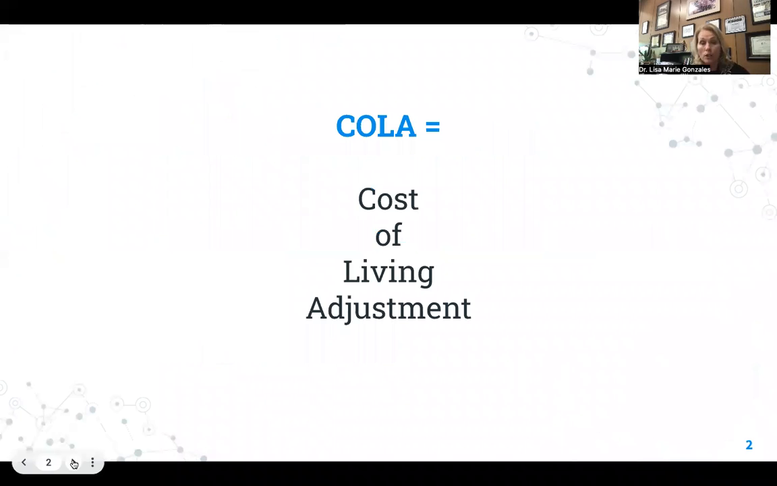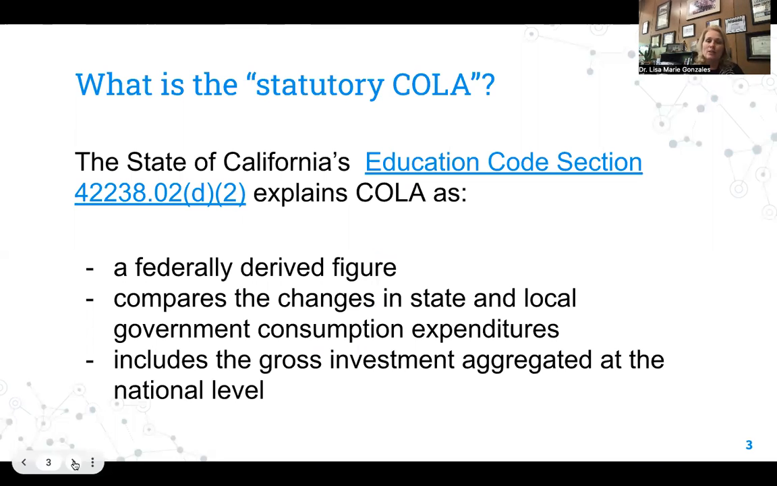So to start with, COLA, not something you drink, it's cost of living adjustment. And it's an adjustment that's made every year. The statutory COLA is a term that we frequently use, and it talks about the COLA that comes down from the state of California. It's a number that comes from federal figures. It takes a look at the changes in the costs of doing business and a number of other things, but really it takes a look at it from the state and the local government consumptions with regards to expenditures that are happening across the nation. And it's also aggregated at the national level.